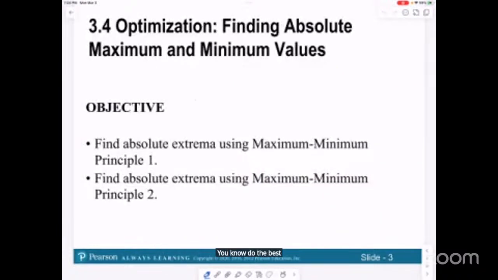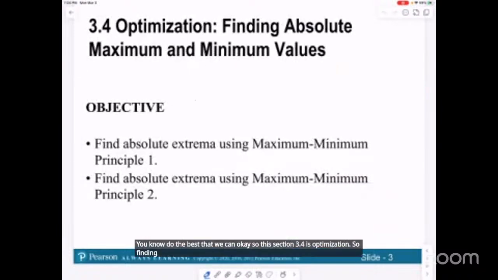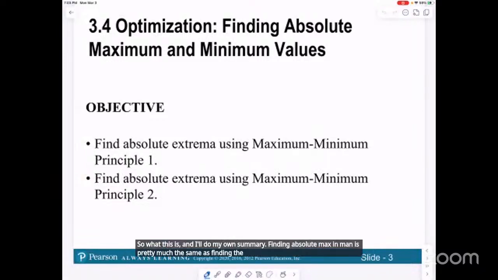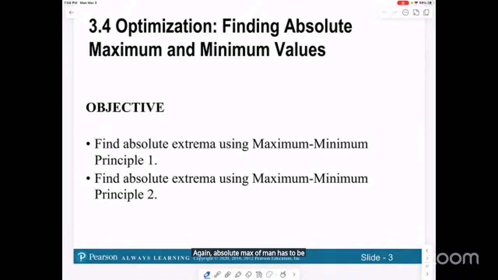Okay, so this section 3.4 is optimization: finding absolute max and absolute min. I'll do my own summary. Finding absolute max and min is pretty much the same as finding the local max or min. The only difference is that in this case we have endpoints. So we still do the first derivative test like before, but we also test the endpoints. Once we have a closed interval, we have endpoints to test, and now we can talk about absolute max and min. Again, absolute max and min has to be on a closed interval, not an open interval.